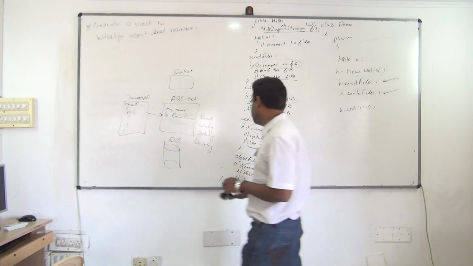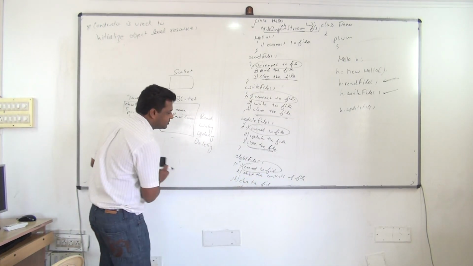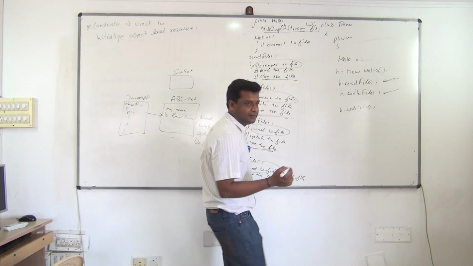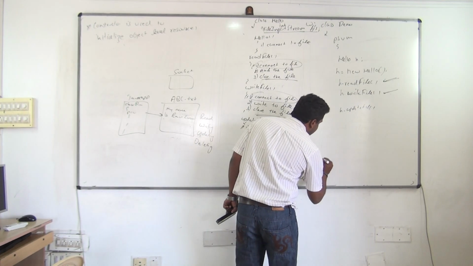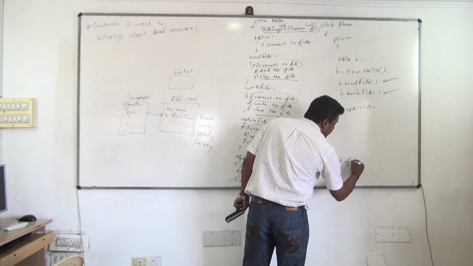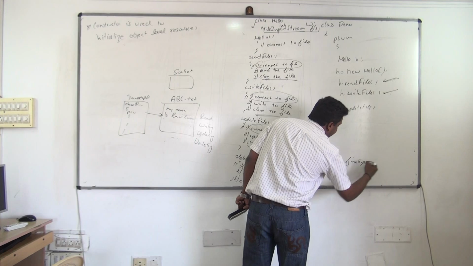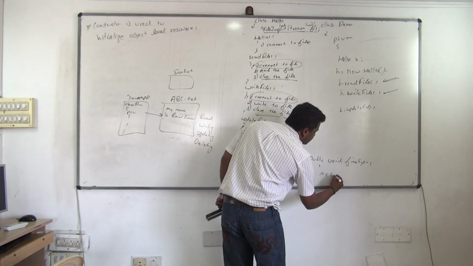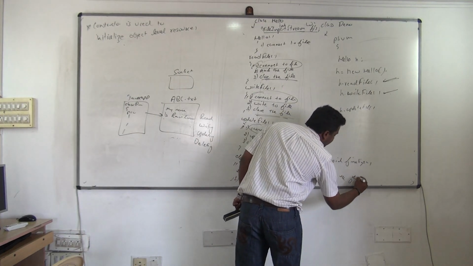I will be telling you a little about that now, but not fully. There is one method called finalize. Okay, there is one method called finalize. I am not talking about finalize today. You can write your finalize method and write the close the file code here.